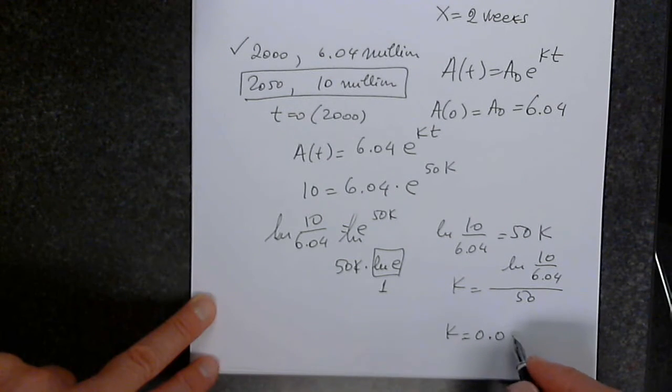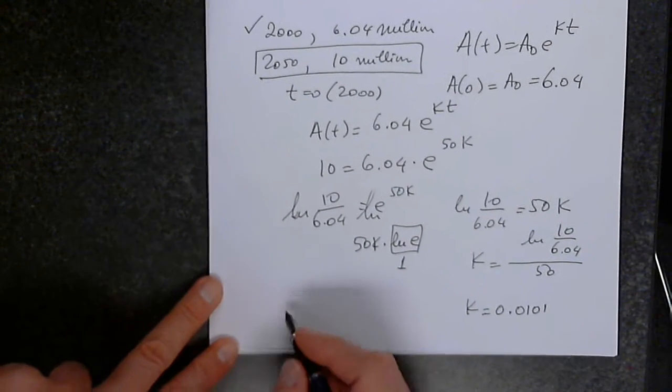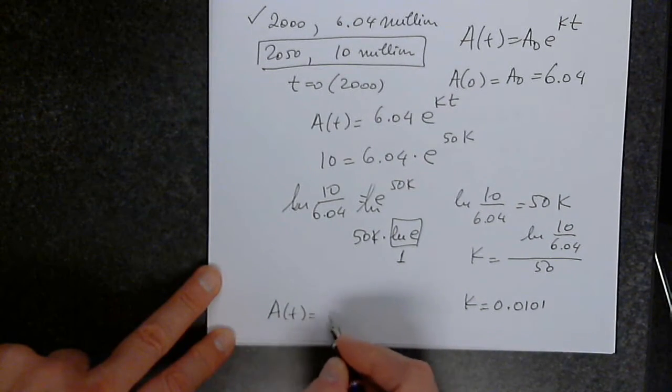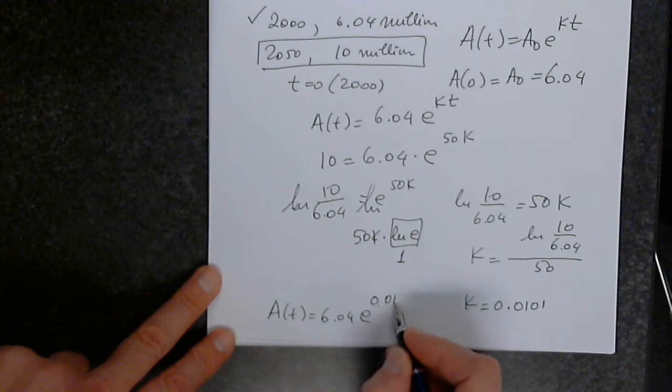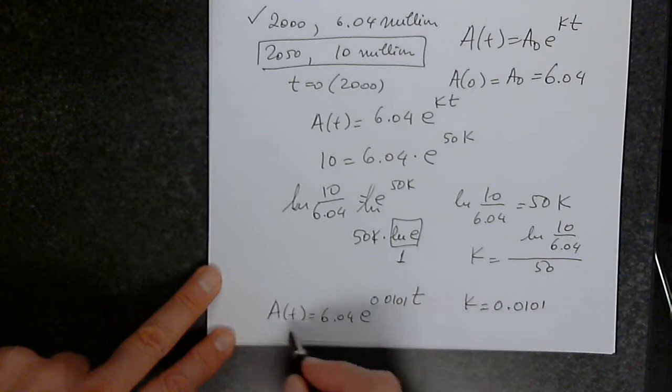0.010, and another one. Okay, perfect. So now I have the model. A of t equals 6.04 times e to 0.0101 t.